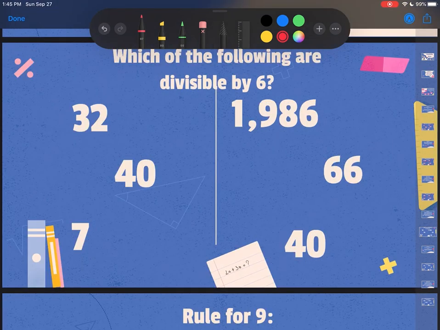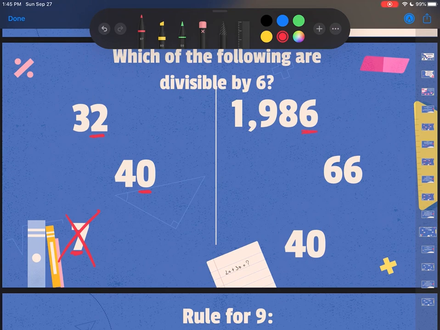So I've got 32, 40, 7, 1,986, 66, and 40. So let's check first with our even numbers. So for a number to be even, it has to end in a 2, 4, 6, 8, or 0 in the ones place. Well, 32 has a 2 in the ones place, so that's good so far. 40 has a 0 in the ones place, so that's even so far. 7 has a 7 in the ones place. It needed to be 2, 4, 6, 8, or 0. So 7 won't work because it's not even.